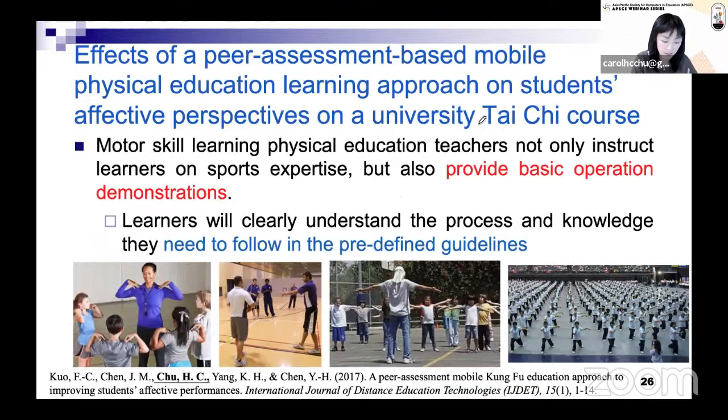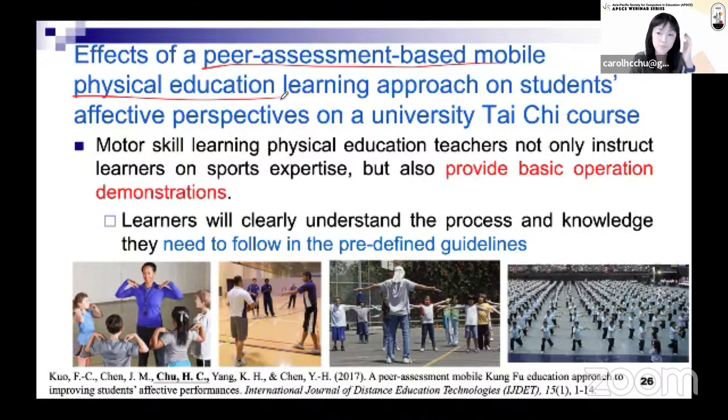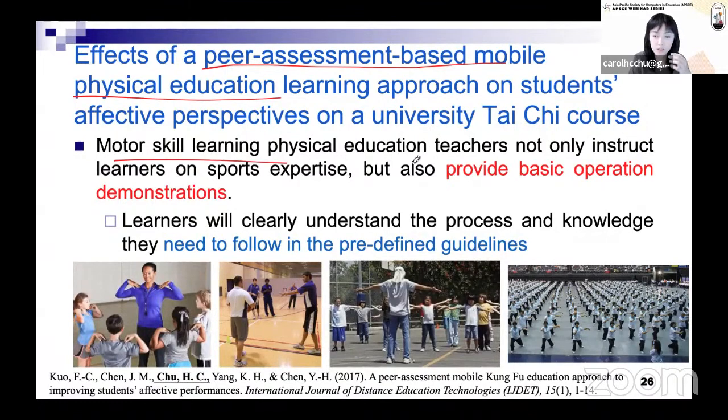Another one is about Tai Chi, Kung Fu Tai Chi. I think many of you can guess that it is peer assessment based mobile physical education, because the peer assessment strategy is often used in sport or physical education. In motor skill learning in physical education, the teacher needs to teach the motor skill and provide the basic operation demonstrations, just like in those photos, that is Tai Chi.